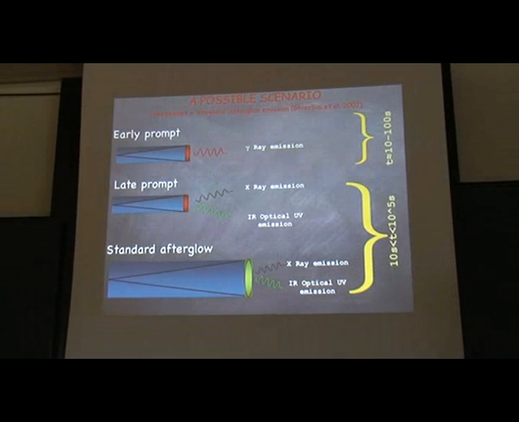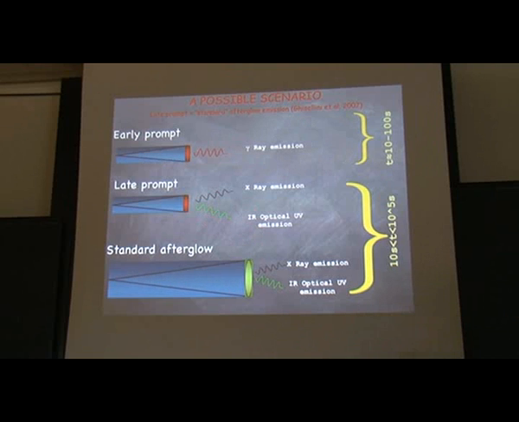As a possible scenario, we can try to see what this late prompt model that has been proposed by Ghisellini et al. 2007 says. In this model, the early prompt gamma ray emission is described as done in the standard model. But the central engine keeps going, producing shells with much smaller Lorentz factor for a much longer time.